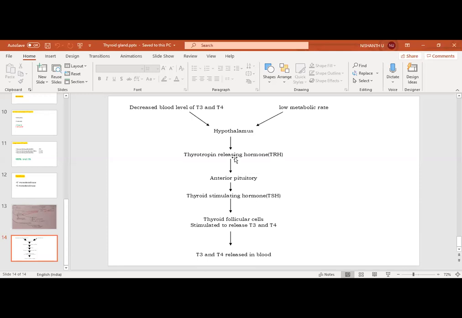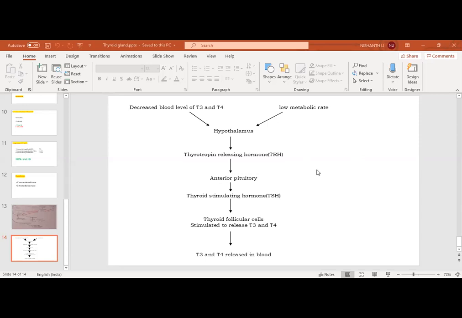Then if you have any doubts, you can unmute and you can ask the questions now. Sir? Yes, tell me. Do hypothyroidism patients have more chances of getting heart attack?